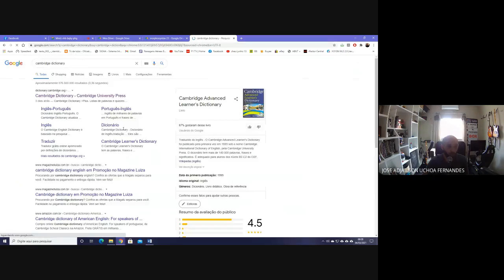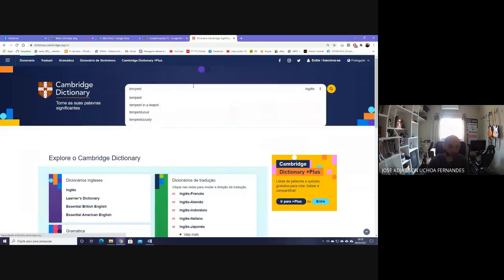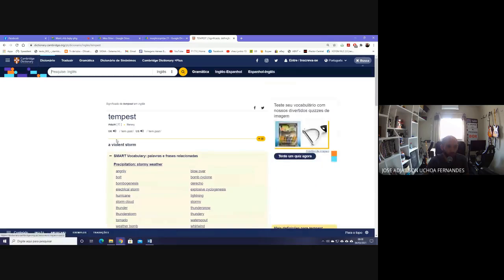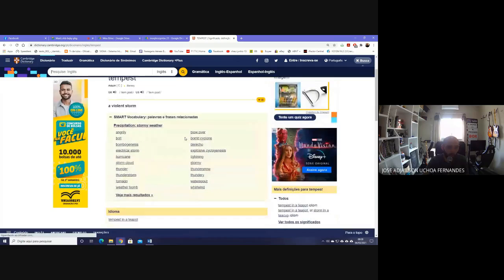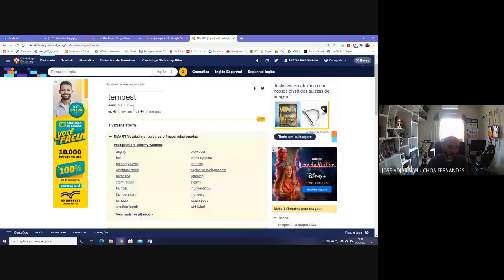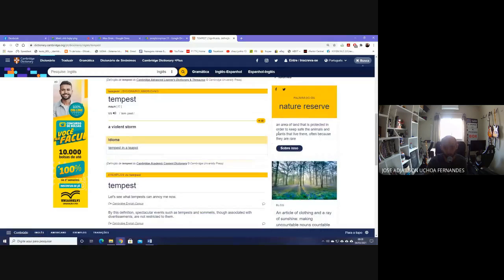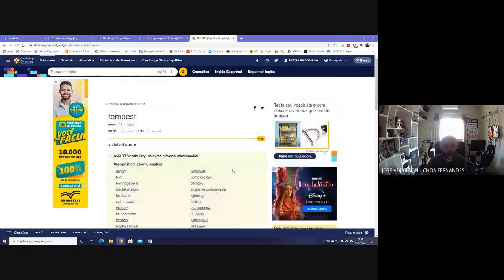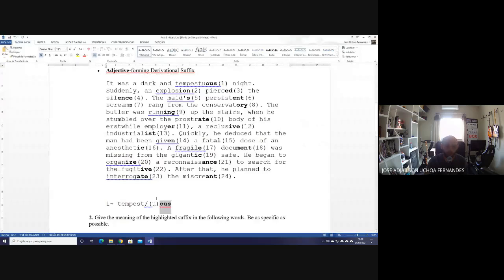Let's open the Cambridge dictionary. Could be another of your preference. So let's see, tempest. Well, a tempest is a noun, meaning a violent storm. Okay, so tempestuous sounds like what? An adjective, related to a tempest.